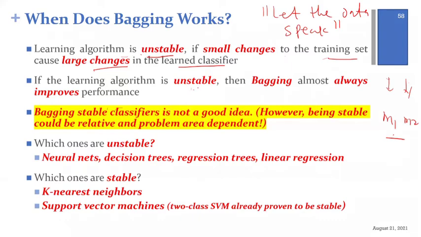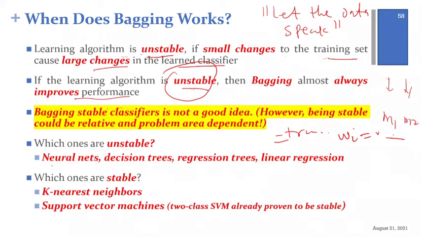So if the learning algorithm is unstable, then bagging almost always improves performance. If you have an unstable algorithm, this is an advantage now. Every disadvantage in life always has its own advantages. We used to think that an unstable classifier is a disadvantage, because whenever you train it again, you get different results every time, even though you're using the same data set. It could be just because the randomly assigned weights are changing.